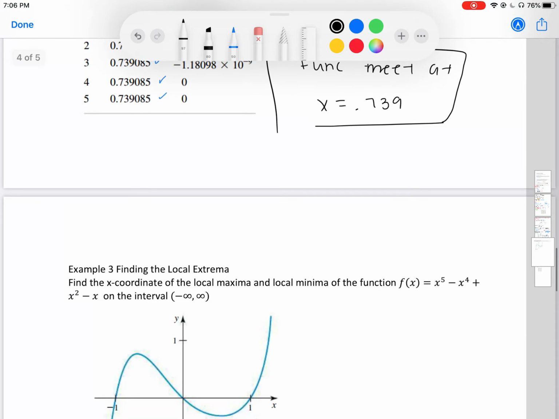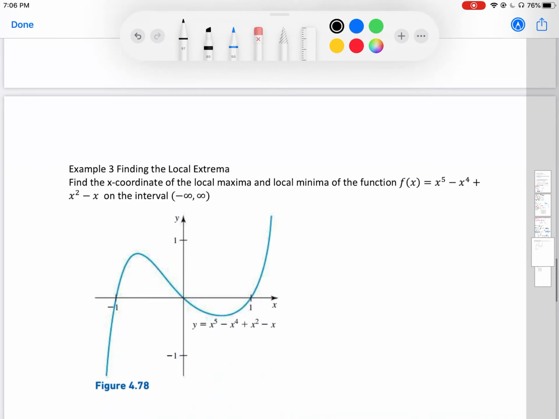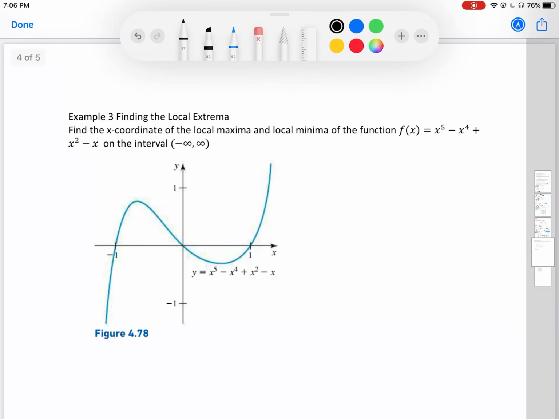All right, one more example. We can also use this to find extrema. Example 3: find the x-coordinate of the local maxima and local minima of the function f of x equals x to the 5th power minus x to the 4th power plus x squared minus x on the interval from negative infinity to infinity.